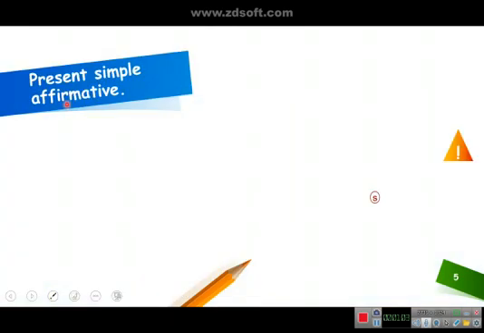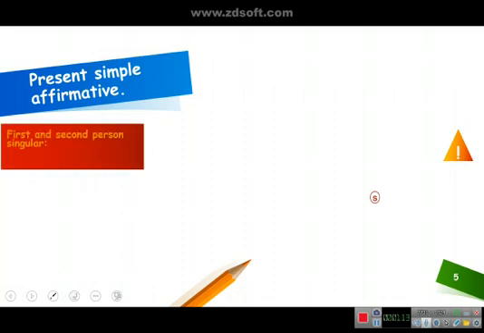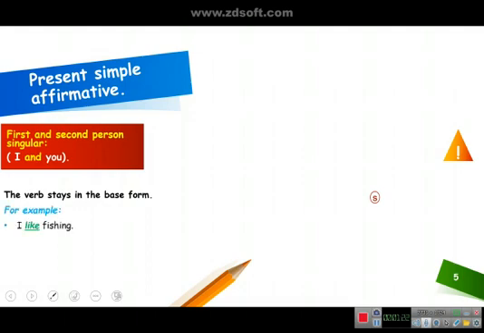Let's get started with the present simple affirmative. I'm going to show you how to form a present simple affirmative with all the pronouns. For the first and second person singular forms I and you, the verb stays in the base form. For example, I like fishing. You like skateboarding. Where is the verb? The verb is like. Excellent. As we can see with the pronouns I and you, the verb remains in its basic form.